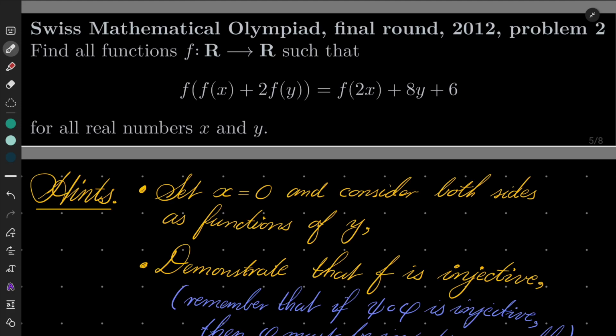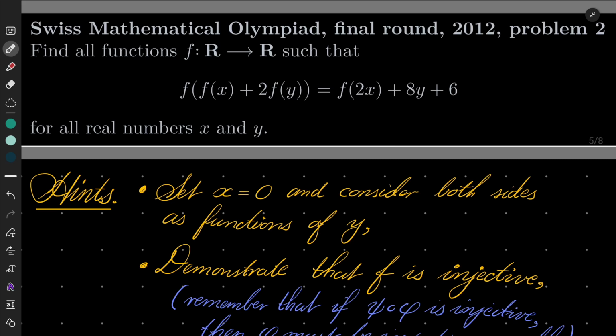Hello friends, in this video I'd like to solve the following problem from the Swiss Mathematical Olympiad, final round 2012, problem number 2. We wish to find all functions f from the set of real numbers into itself, such that f of x plus 2f of y equals f of twice x plus 8 times y plus 6 for all the real numbers x and y.